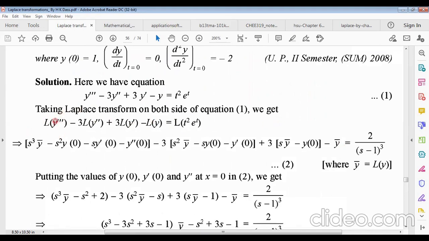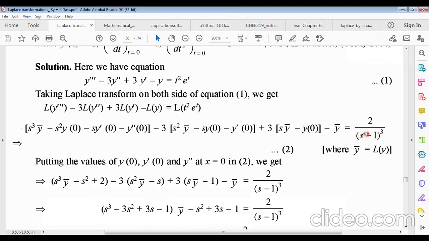Remember it, the Laplace transformation of the third derivative of y(t), what will be? This is the formula we have seen earlier, this one, and the second derivative will be this, and the first derivative will be this formula. So Laplace transformation is denoted by y bar. Okay, and Laplace transformation of t square e to the power t, what will be? Multiplied with t to the power n formula, 2 divided by (s minus 1) whole cube. Okay, you can check the chart.